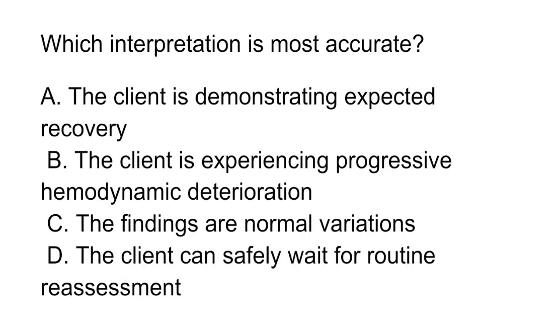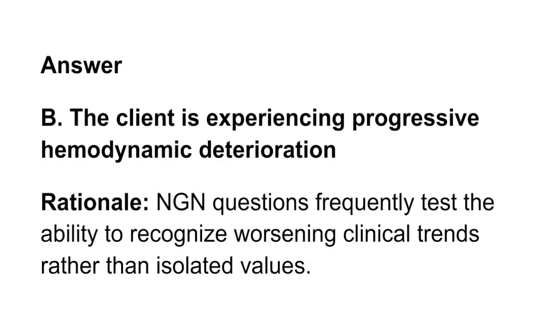A. The client is demonstrating expected recovery. B. The client is experiencing progressive hemodynamic deterioration. C. The findings are normal variations. D. The client can safely wait for routine reassessment. Answer. B. The client is experiencing progressive hemodynamic deterioration. Rationale. NGN questions frequently test the ability to recognize worsening clinical trends rather than isolated values.